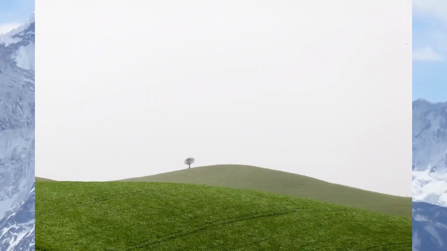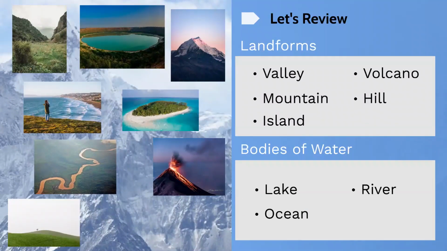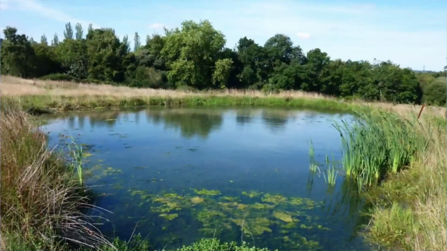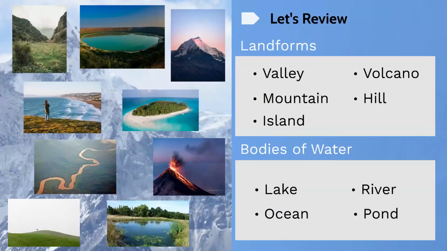And what about our small, rounded incline? Yep, that's a hill. And lastly, what about this? Our small area of water surrounded by land. Yep, you got it. A pond. Good job, everyone.